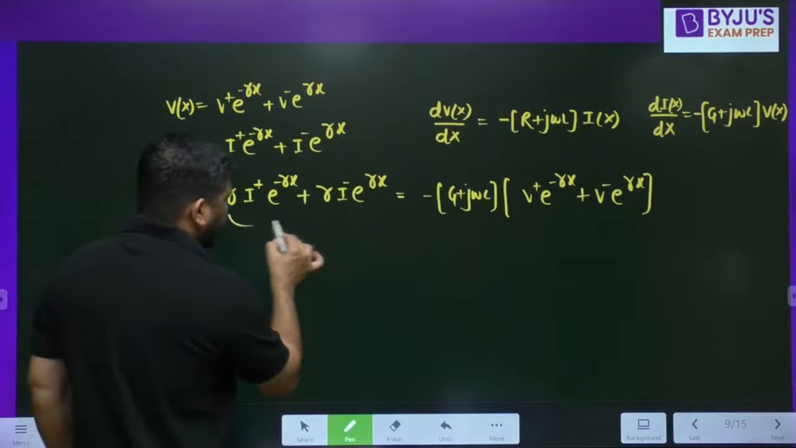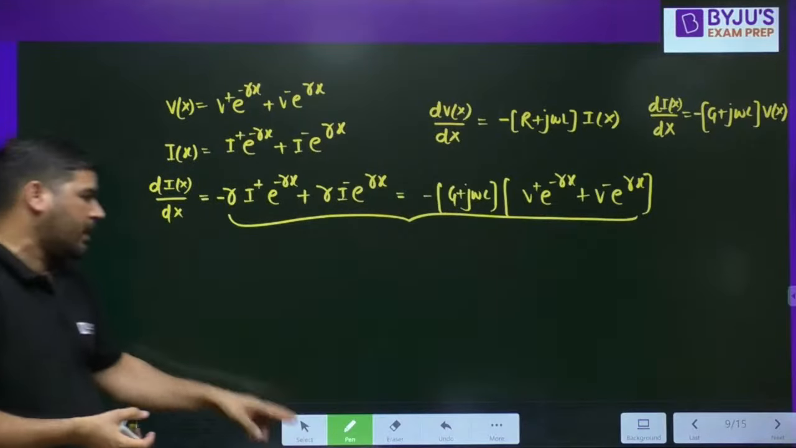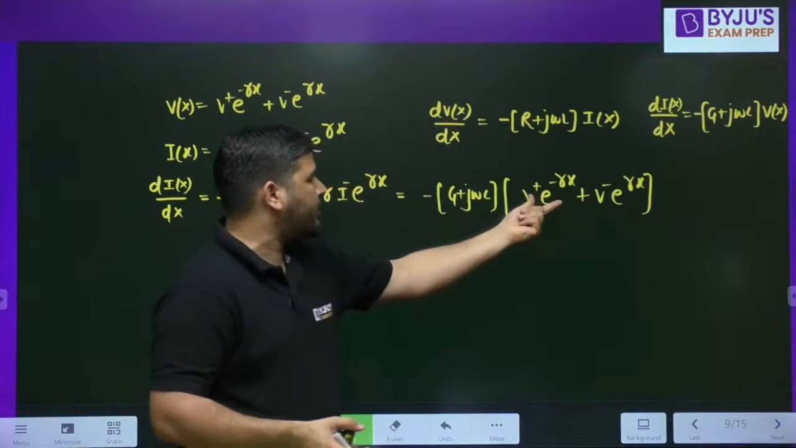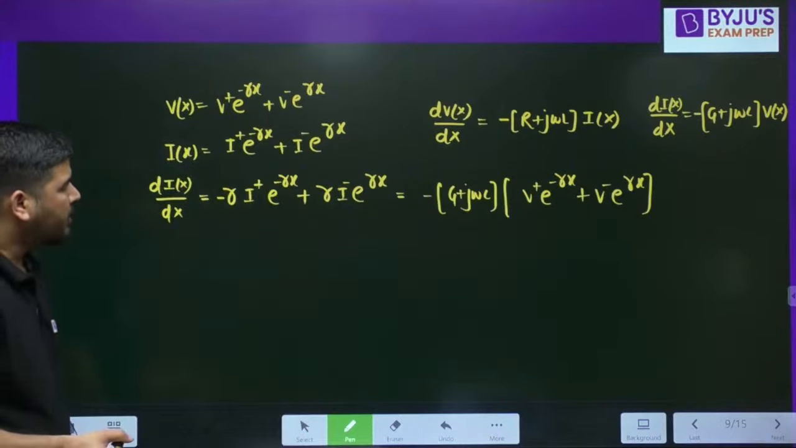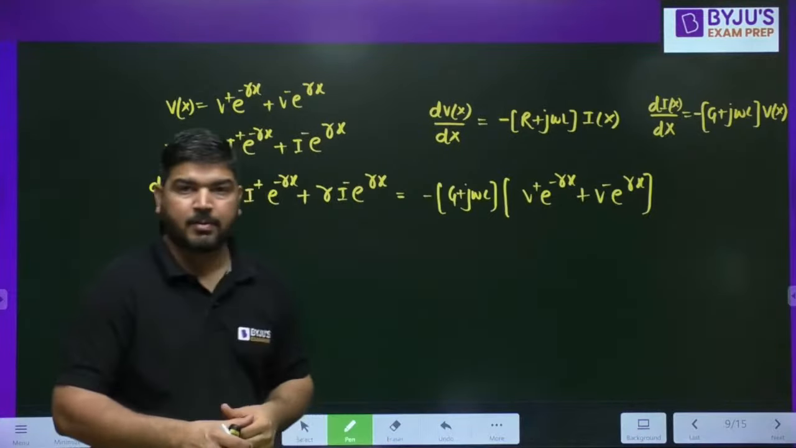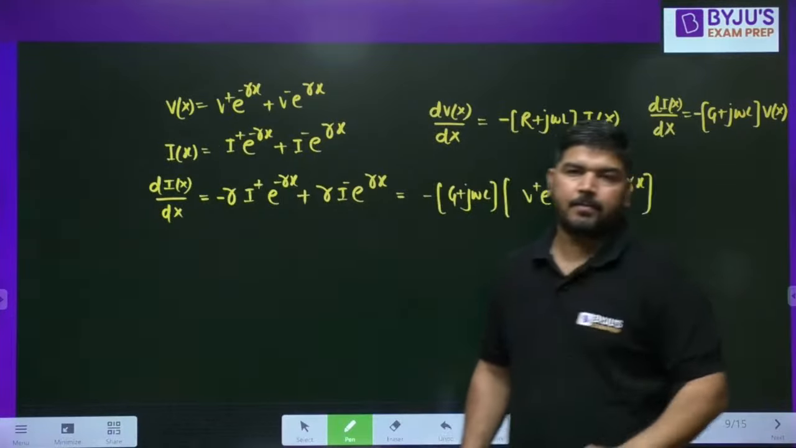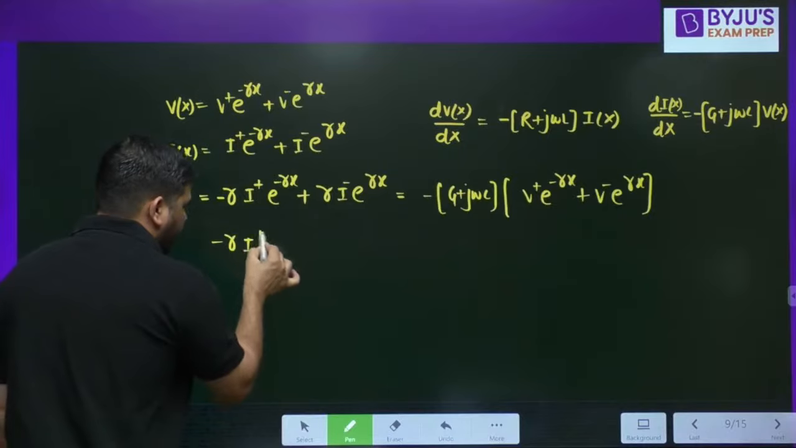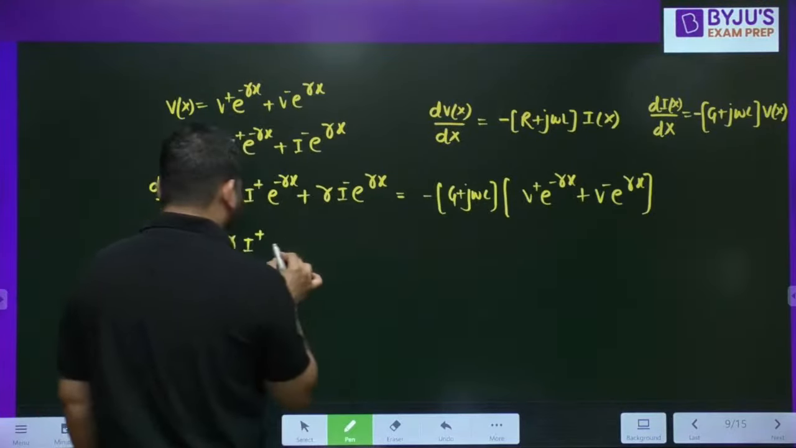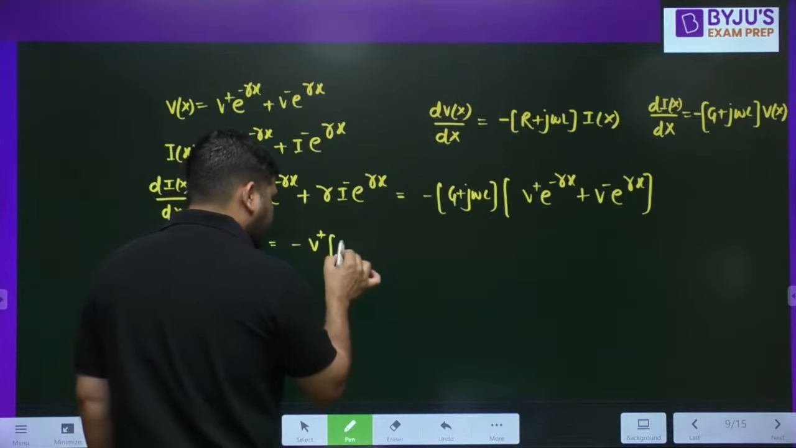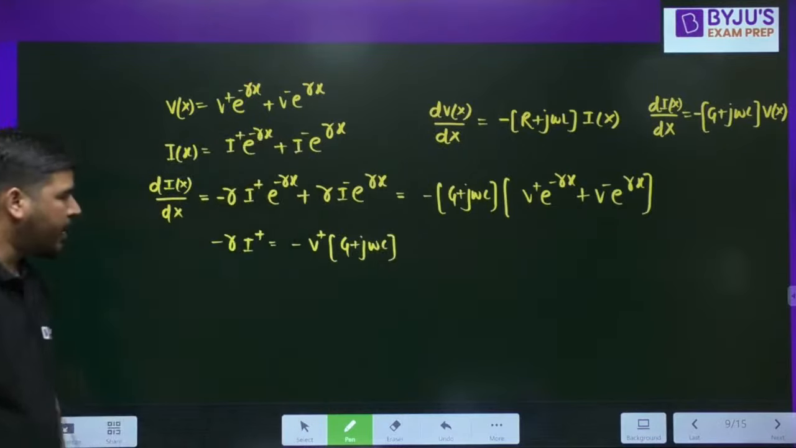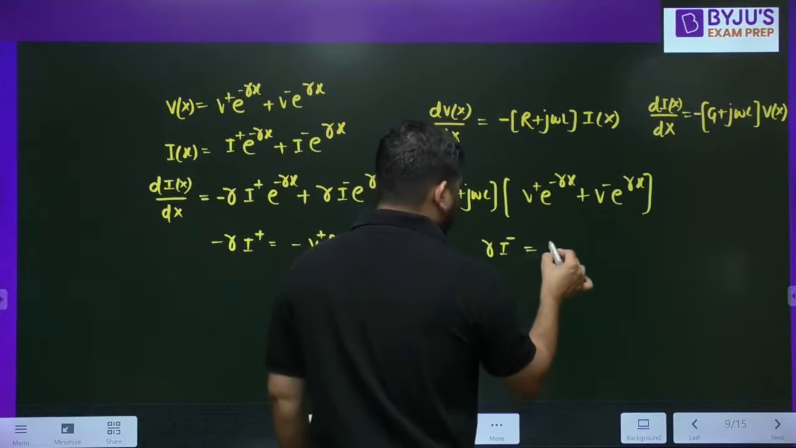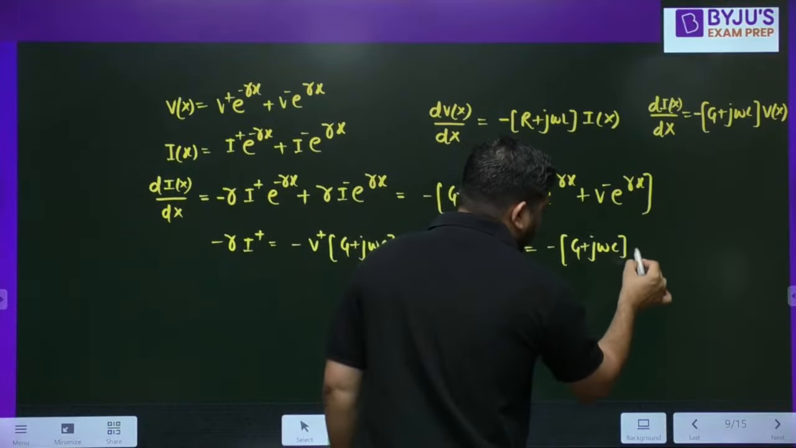Now if you look at this equation, actually it's a single equation, but in this single equation there are two equations embedded. The coefficient of e^(-γx) on this side and this side will be the same. Similarly, the e^(+γx) terms on this side and this side will be the same. So in this one equation, there are two equations embedded, and you can separate them. If I separate these two equations, I will get -γI⁺, the coefficient of e^(-γx), must be equal to -V⁺(G + jωC). And if you take the coefficient of e^(γx), then you can say that γ into I⁻ must be equal to minus (G + jωC) into V⁻.